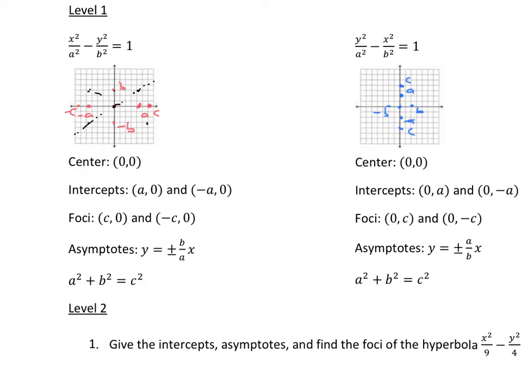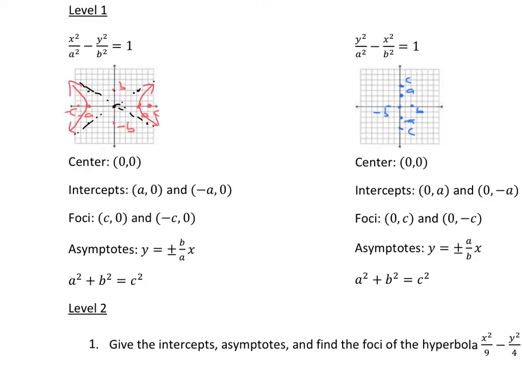Okay, so these give us basically the curve, the shape of our graph. So then to finish our graph, all we're going to do is you're always going to start with a, and you're going to go to the side towards your asymptotes without crossing them. And that's it. We can do the exact same thing for the other graph, right?